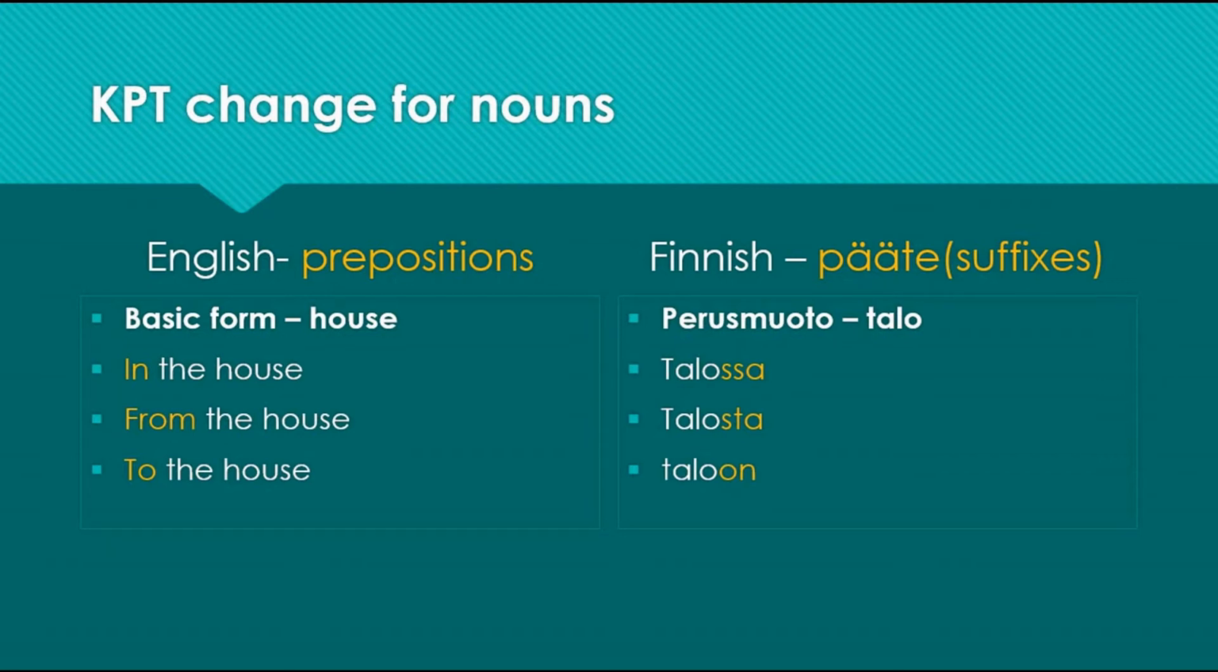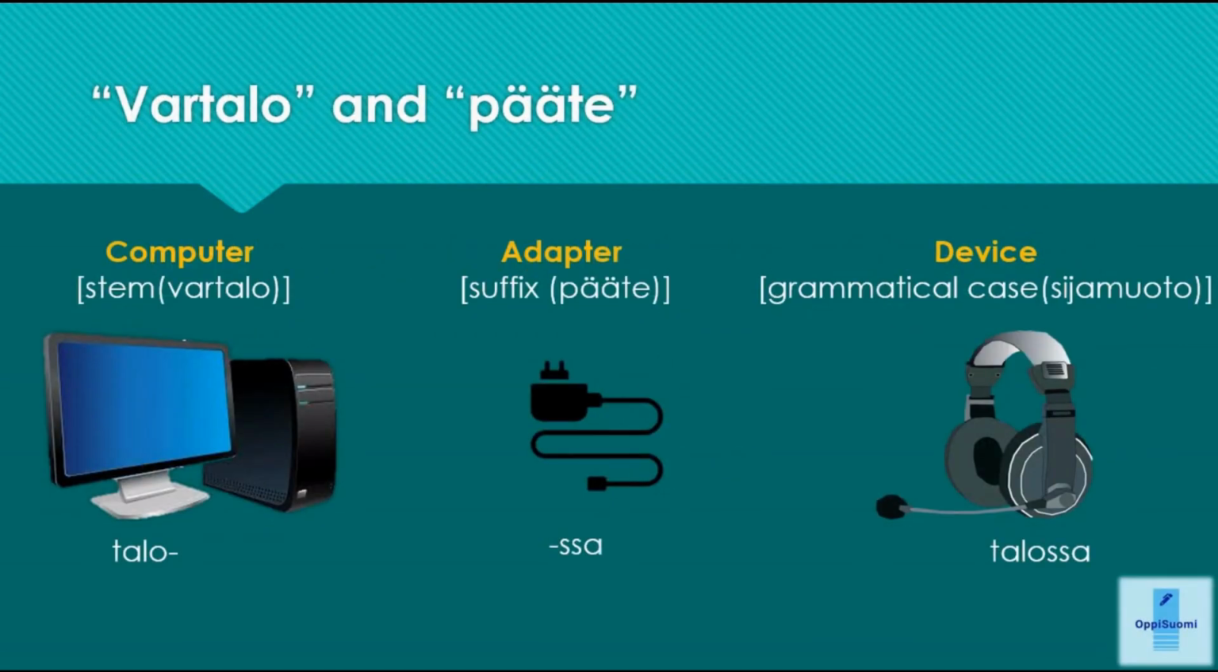Talo means house, and it's the Vartalo, the stem. Vartalo means stem, also the same as the basic form talo. So we add suffixes according to the grammatical case. Well, let's see what Vartalo is and what pääte is.